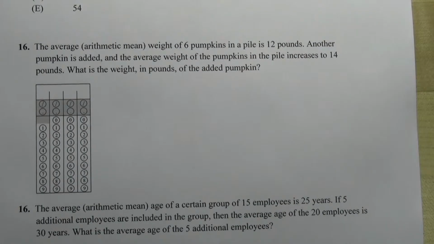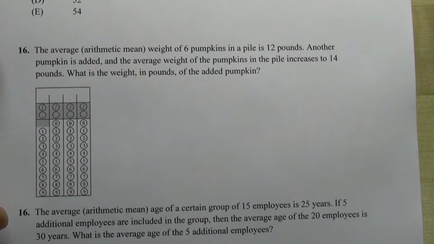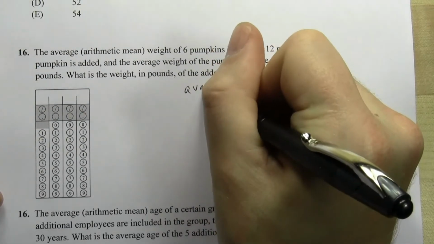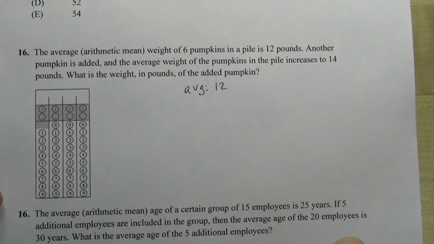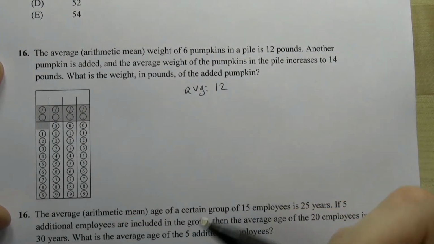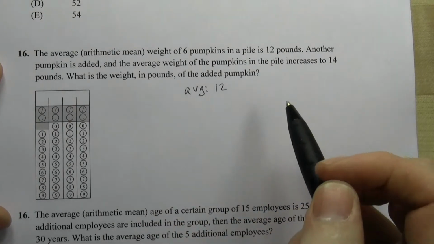Let's look at number 16. The average weight of 6 pumpkins in a pile is 12 pounds. So we know the average is 12, right? Another pumpkin is added and the average weight of the pumpkin in the pile increases to 14 pounds. What is the weight in pounds of the added pumpkin? Okay, so again, find the total. It's always really important on average questions.